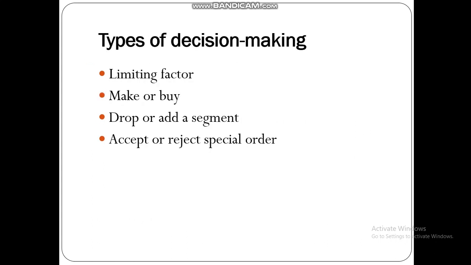We have 4 types of decision making: limiting factors decision, make or buy, drop or add a segment, and accept or reject a special order. So the next one, we will see the decision of limiting factors.